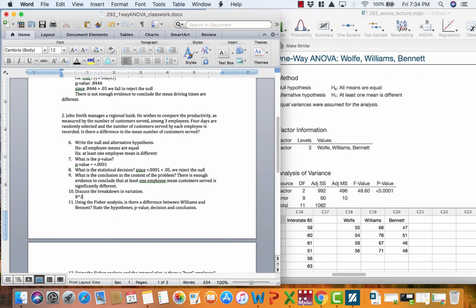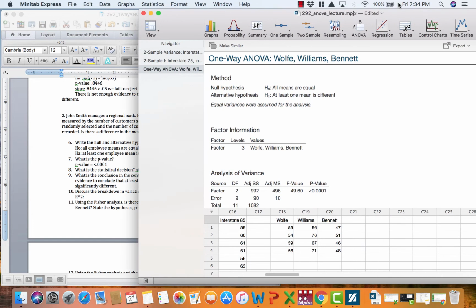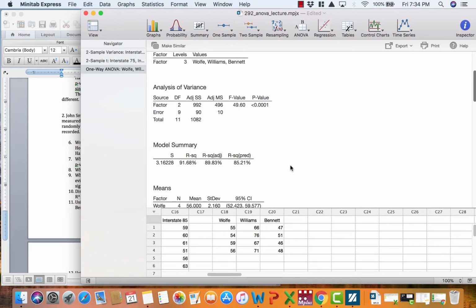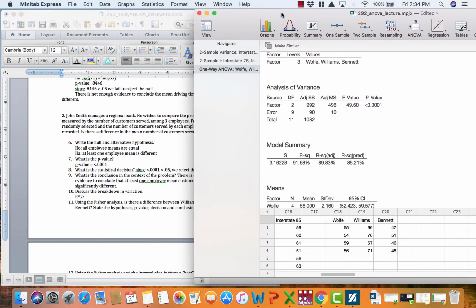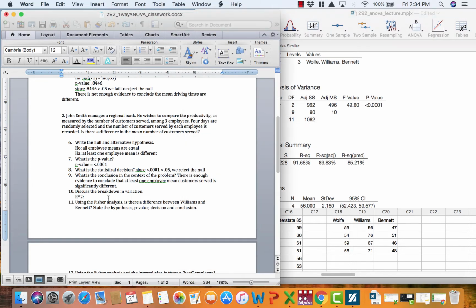All right, so R squared gives us how good employee is doing. Okay, so 91.68%. How do we get 91.68%? It is the factor adjusted sum of squares, 992, divided by the total adjusted sum of squares, which is 992 divided by 1082 for this week, not next week, equals R squared. 91.68% of the total variation in customers served is explained by employee.